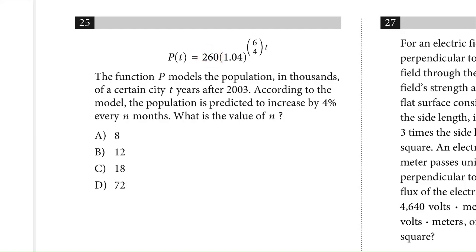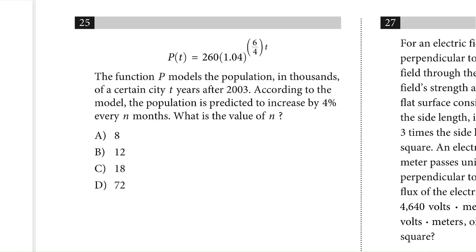260 is the initial population. Any number over 1 signifies that it's growing because this 1 stands for 100%. So you can't grow something unless you have 100% of what you started with plus some percentage more. 0.04 is 4 over 100 or 4%. Okay, so those are those two numbers explained.